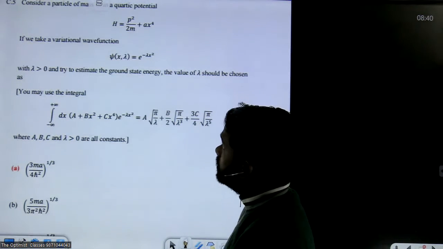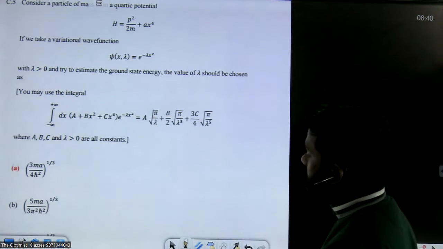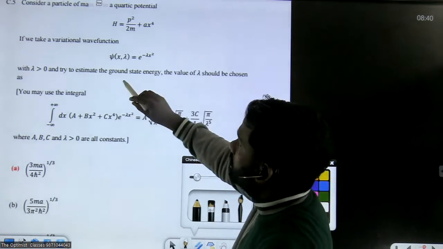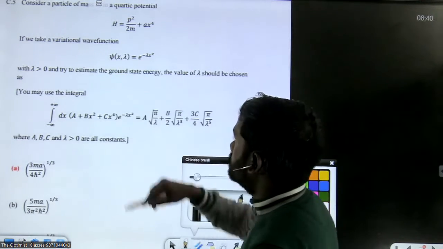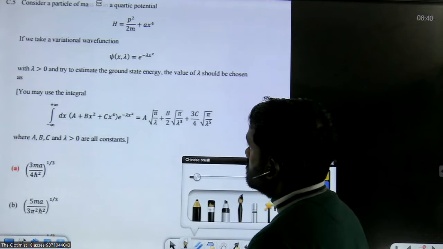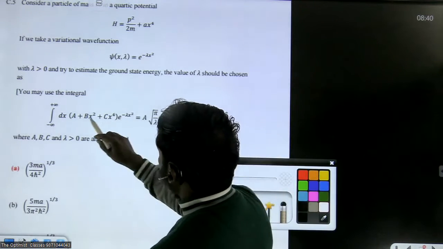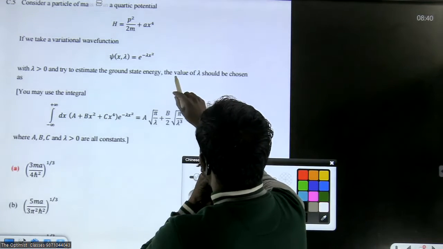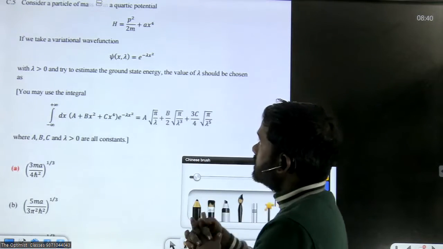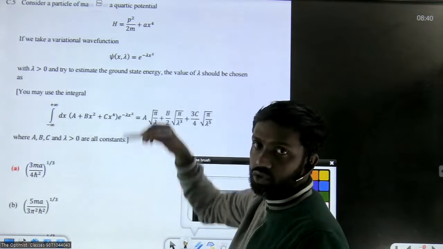See, this is a question from quantum mechanics on the variational principle. It says the Hamiltonian is given. Now we take the variational wave function to be equal to this. So the question is, what value of lambda should be chosen to estimate the ground state energy? What value of lambda should we choose?